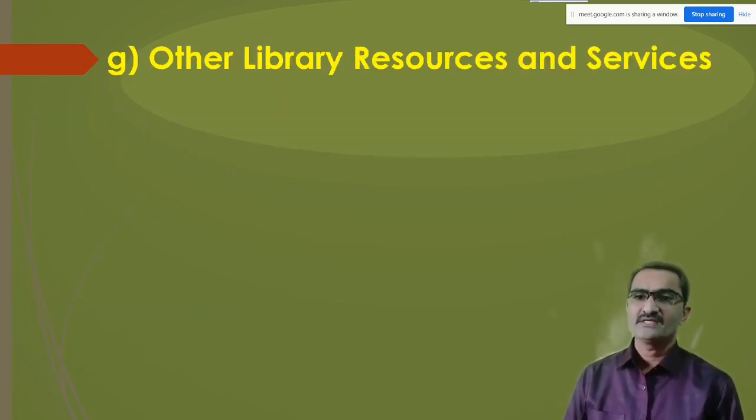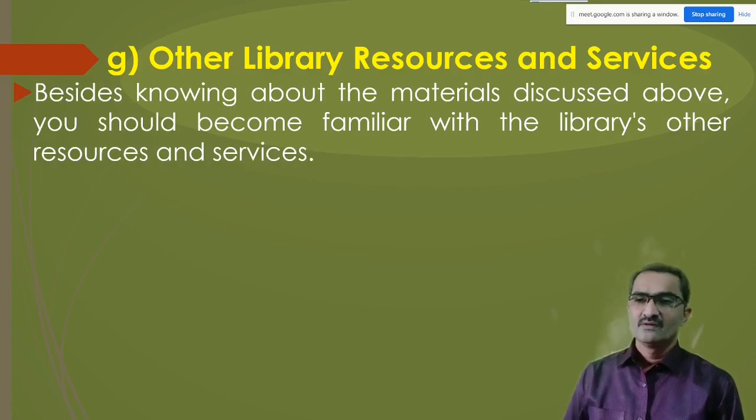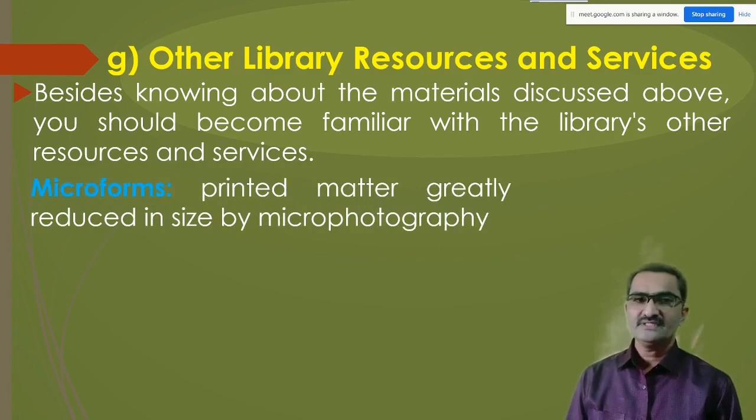Other library resources and services are also available for researchers. Besides knowing about the materials discussed above, you should become familiar with the library's other resources and services. Now, what are these other resources and services? First is microforms. In big libraries you can see there are separate sections for this.